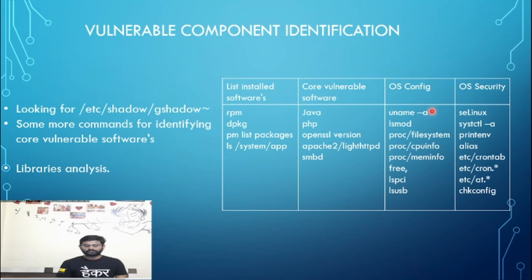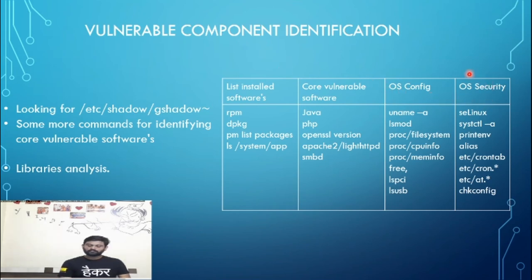Like, what is the OS config? You can get it with uname -a. You can see what modules are listed. You can see what file systems are supported. You can see what CPU is in use, what memory that device is using. And you can see the USB devices with lsusb, and with lspci you can see what PCI modules are connected to that device. So you identify the vulnerable component, or the vulnerable function of the device.